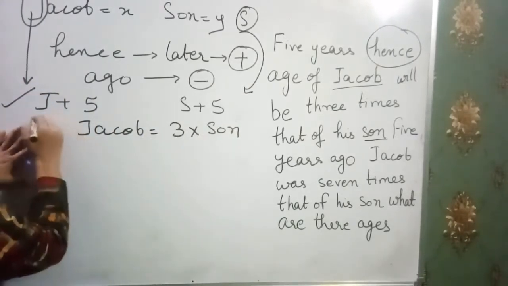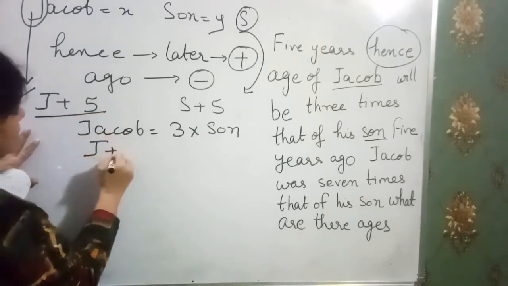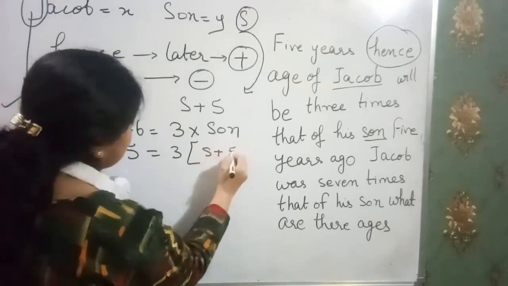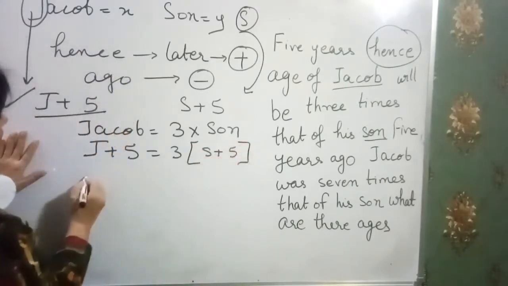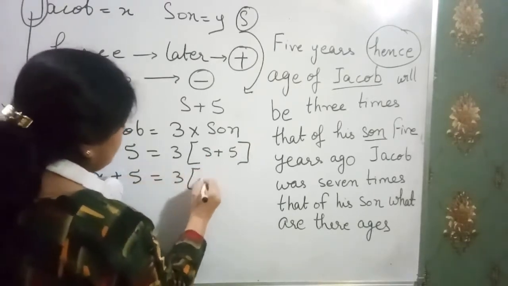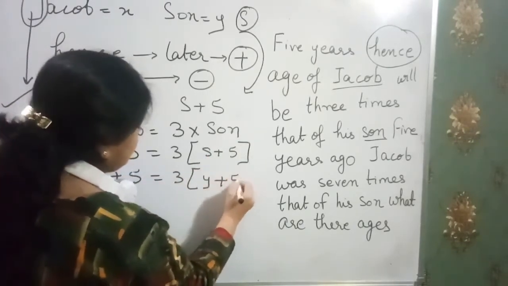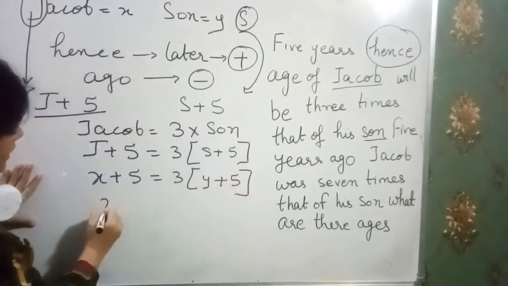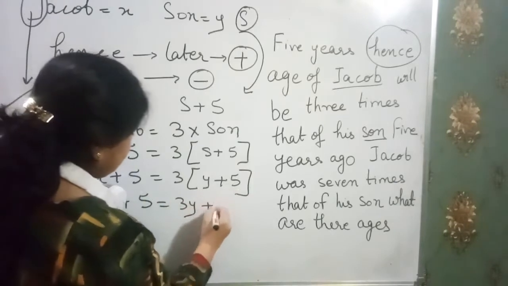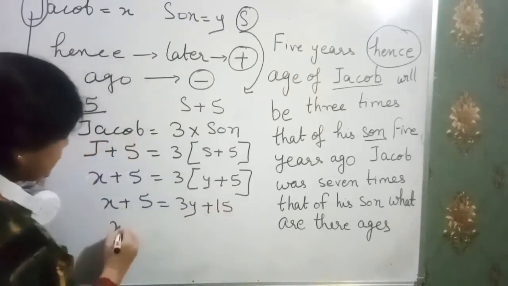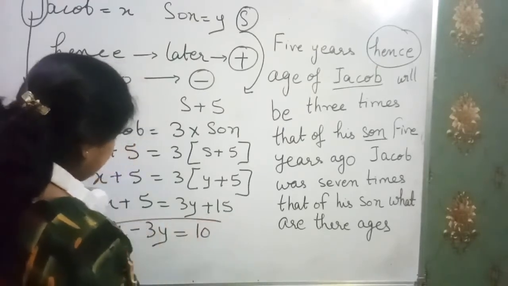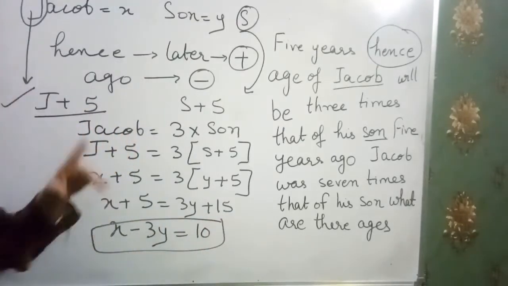Clear? So in place of Jacob, we write j plus 5 is equal to 3 into s plus 5. Or we can write in place of Jacob x plus 5 is equal to 3 into y plus 5. Now solve it. We have x plus 5 equals 3y plus 15. So we have x minus 3y is equal to 10. Clear? Now go forward.